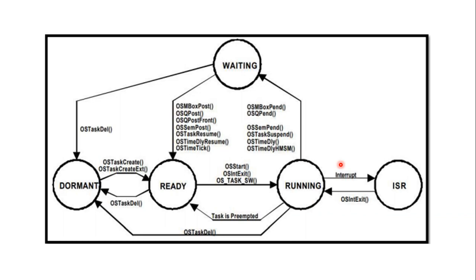When all tasks are either waiting for events or for time to expire, then Micro C OS executes the idle task function, which means the CPU is in the idle state. So this is basically the relationship between the states.